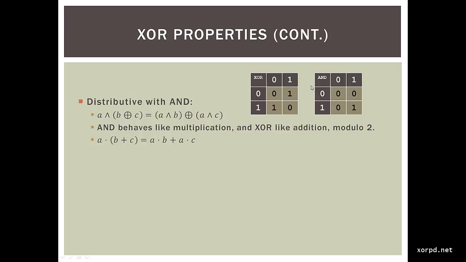So when combined with the XOR, AND and XOR behave just like multiplication and addition. So this equation is really like this one. The last equation that we can see here, A times (B plus C) equals AB plus AC, should be pretty familiar to you. So the first one is really the same. It's the same thing.